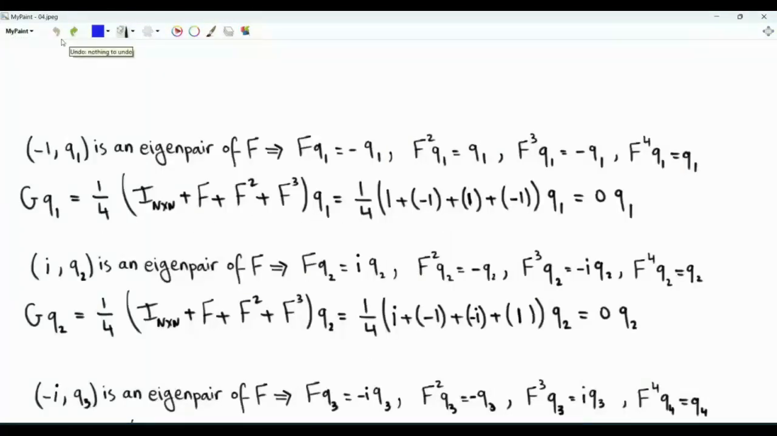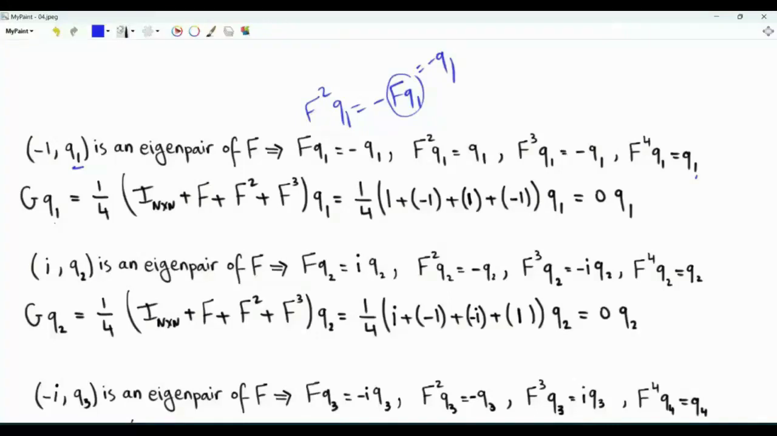But what if we multiply G by an eigenvector of F that is associated with the other eigenvalues, -1 or plus i or minus i? Q1 is an eigenvector of F associated with the eigenvalue -1. FQ1 is equal to minus Q1. If we multiply by F, then F squared Q1 is minus FQ1. But FQ1 is equal to minus Q1. So F squared Q1 is Q1. If we multiply by F again, we get minus Q1. And if we multiply again by F, we get F to the 4th, that's identity, and so we should get Q1.